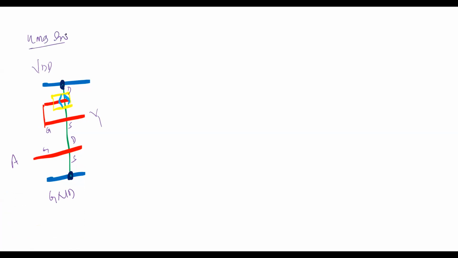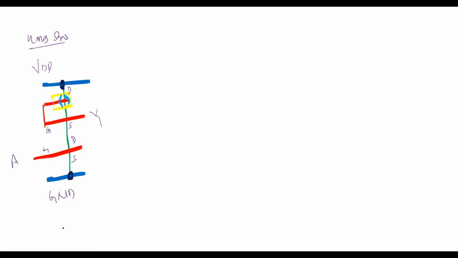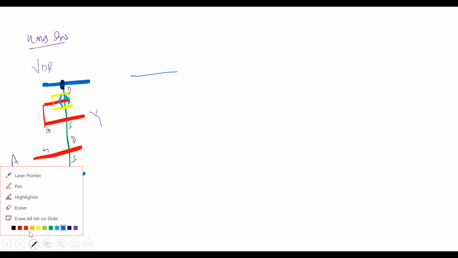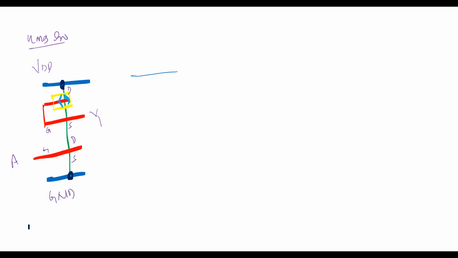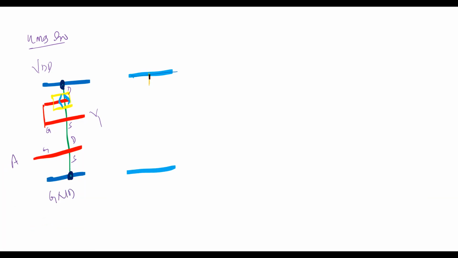Similarly, for the PMOS, everything is the same except that in place of N diffusion there is a P diffusion. So I'm going to draw the same thing once again. This is my VDD, and this is my ground. Now I will take the P diffusion. What is the color of P diffusion? Brown. This is my P diffusion.